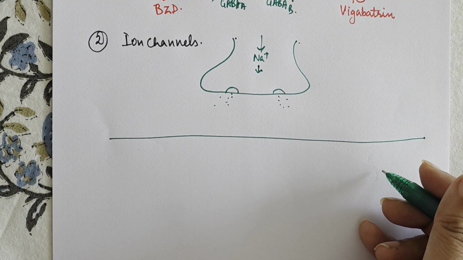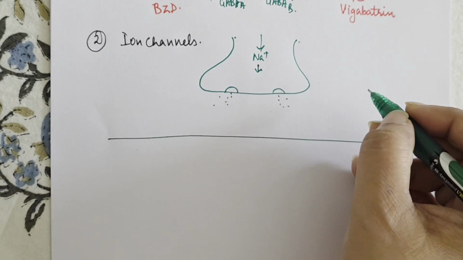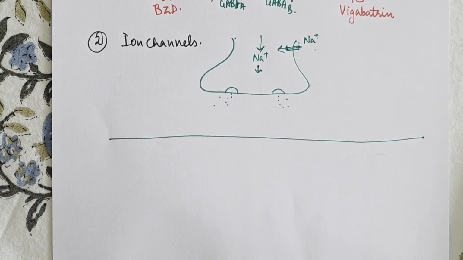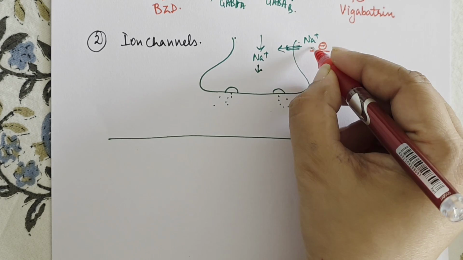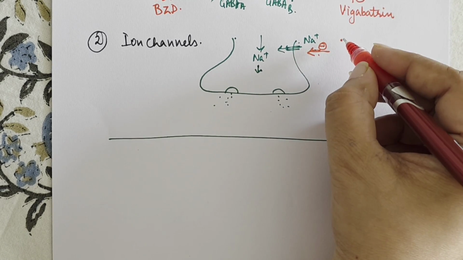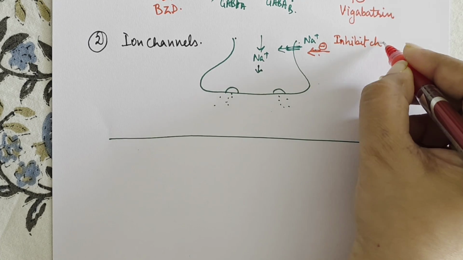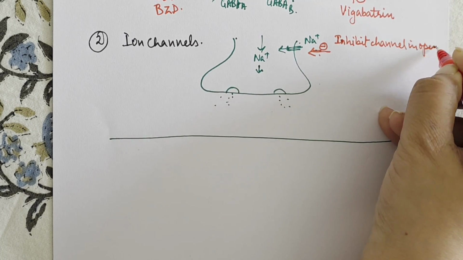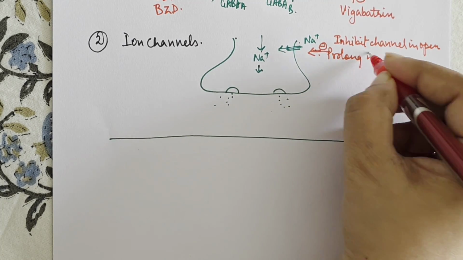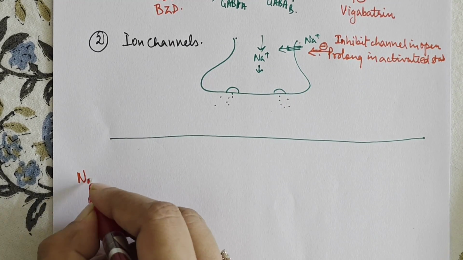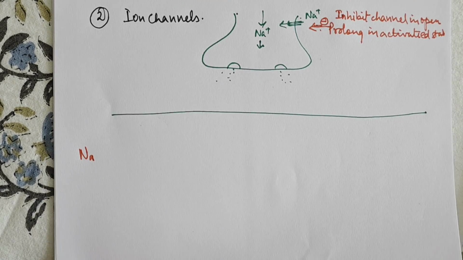The first is the drugs which inhibit the sodium channels when these are open, that is, the entry of sodium. These are inhibitors of the sodium channel. They inhibit the channel in the open state, and so they prolong the inactivated state of the sodium channel. So they become refractory.